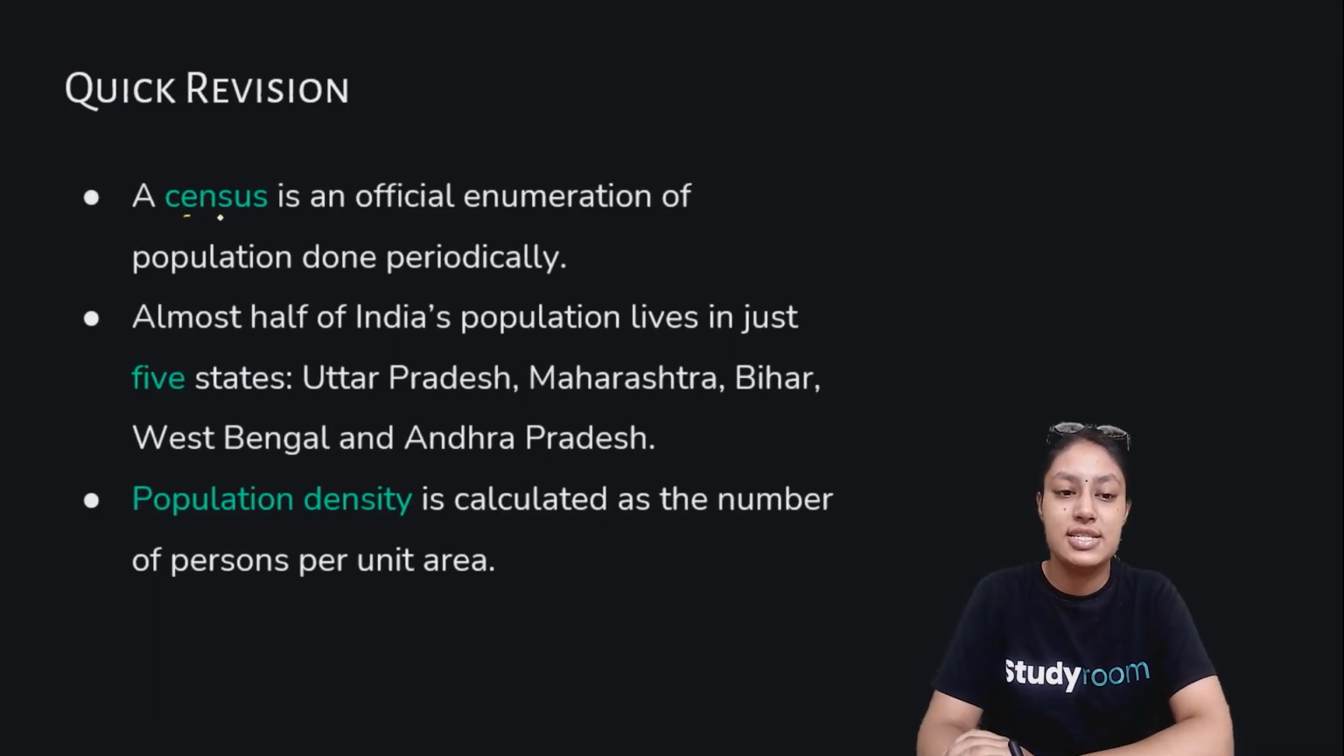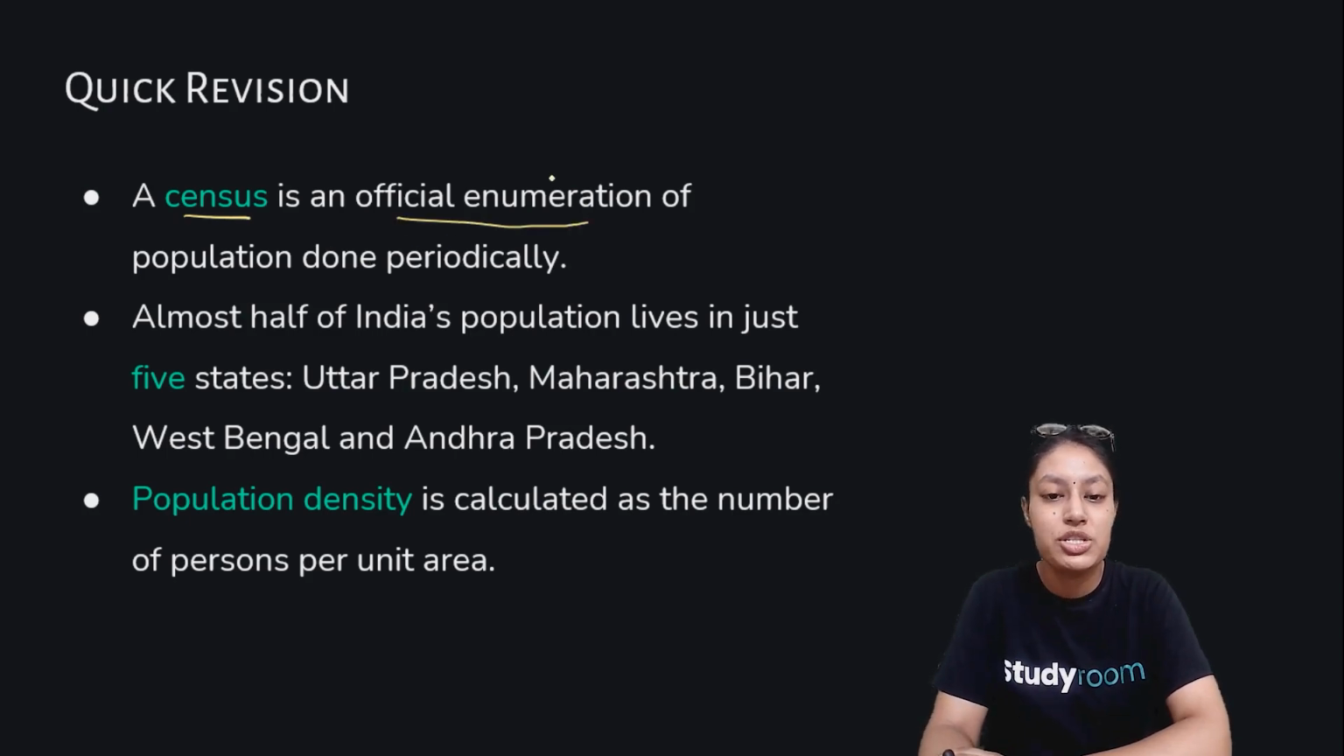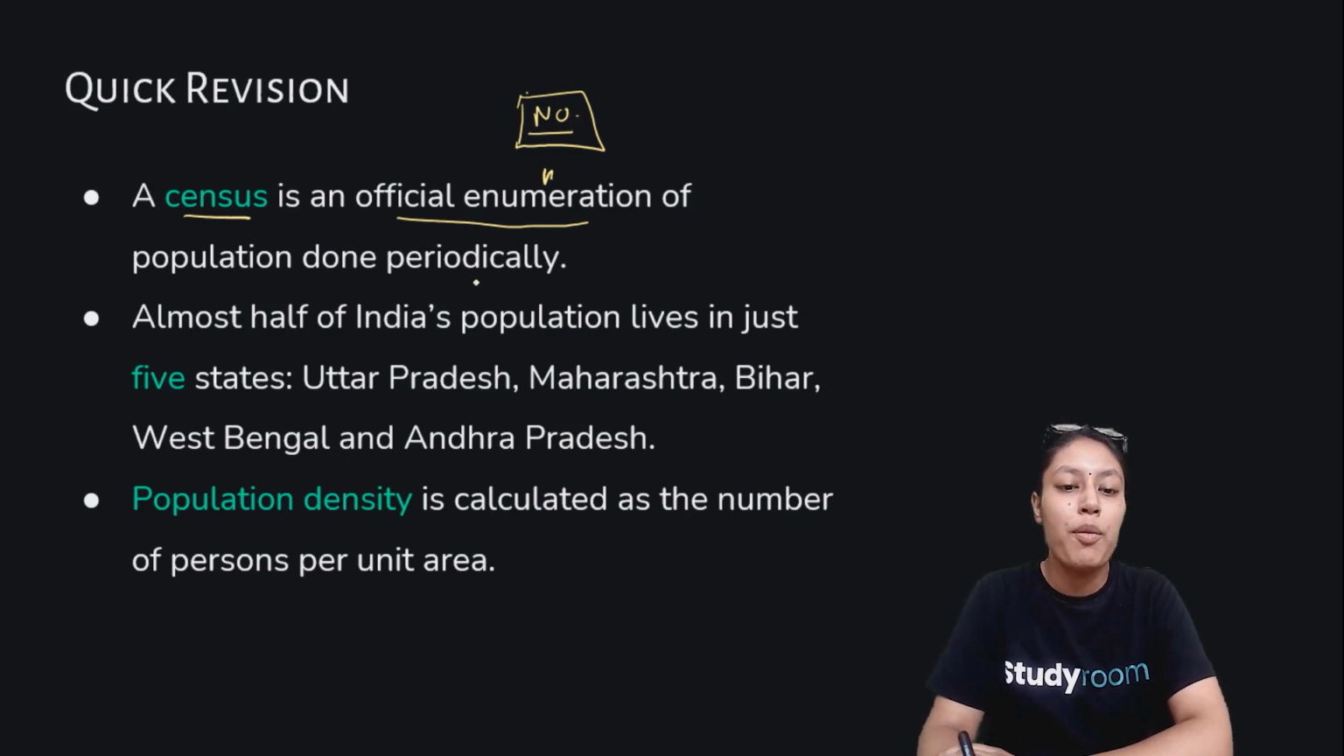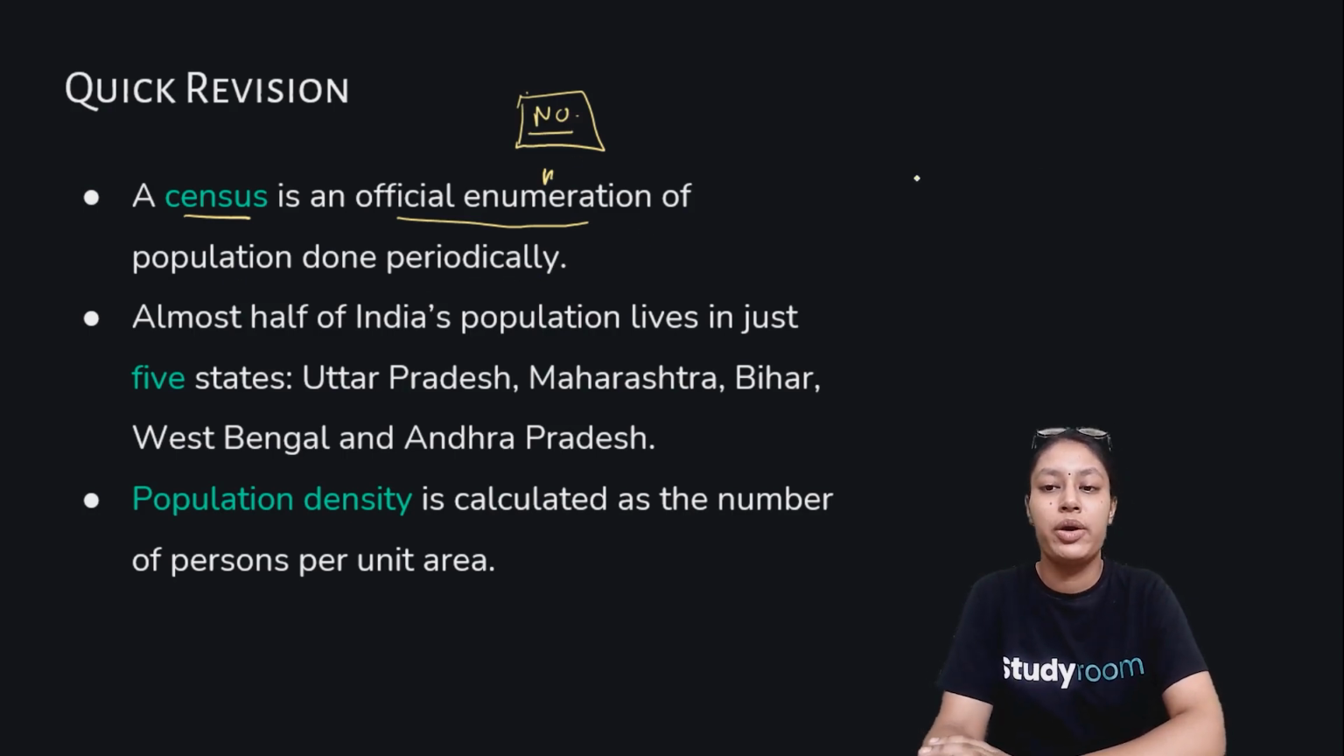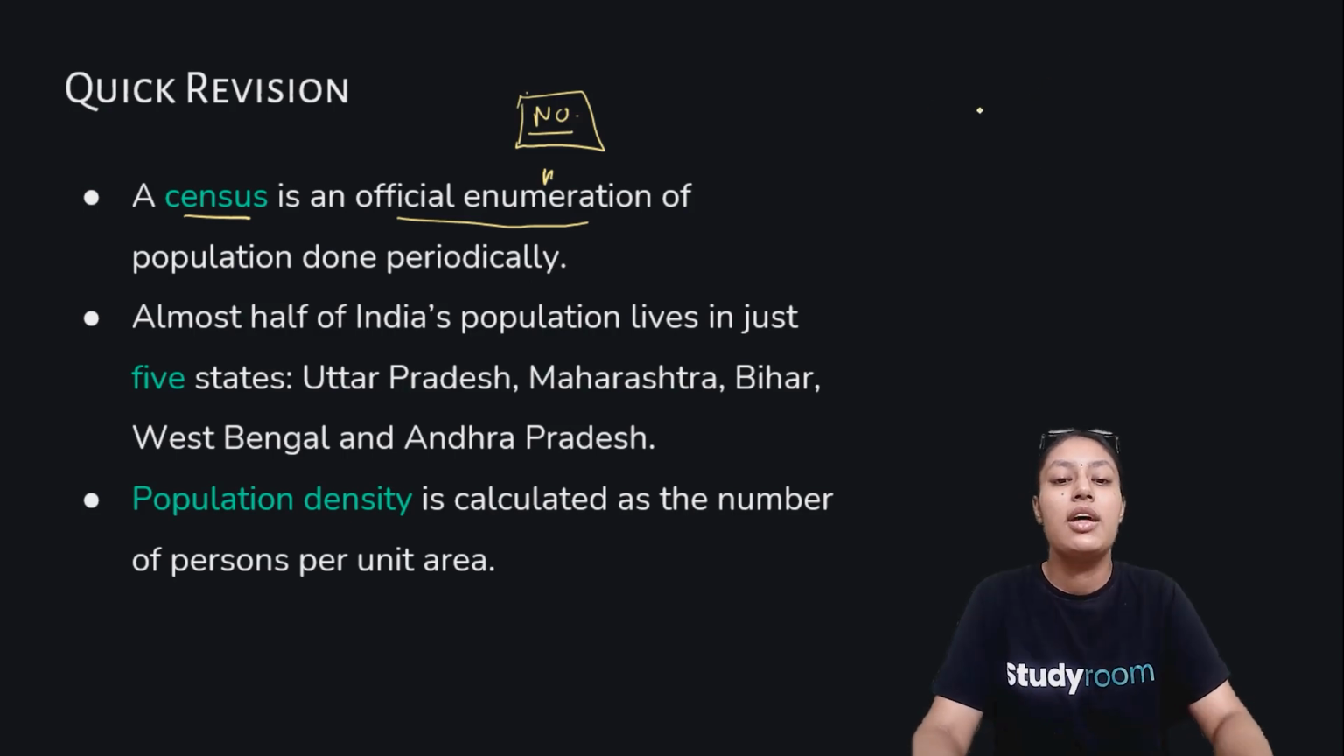Very first thing is census. We studied about census. Census is an official enumeration. Enumeration means a process of listing, putting a list of stats or data of population done periodically, to check the number of population. Census conducts surveys and provides data to us, and this census survey is done periodically.